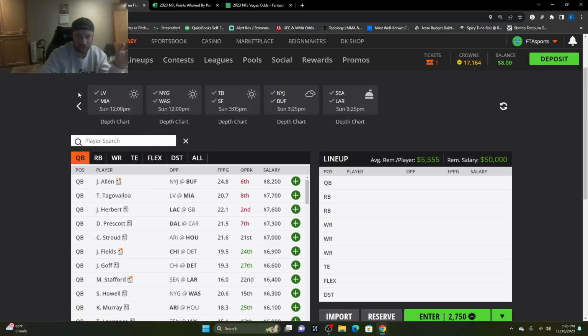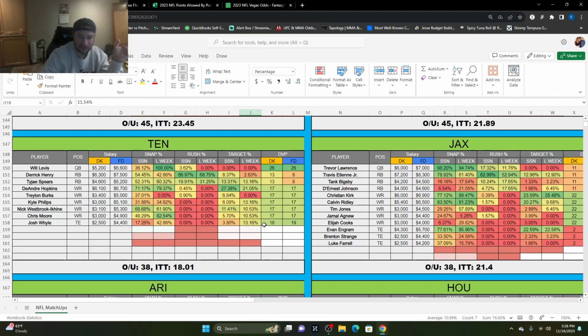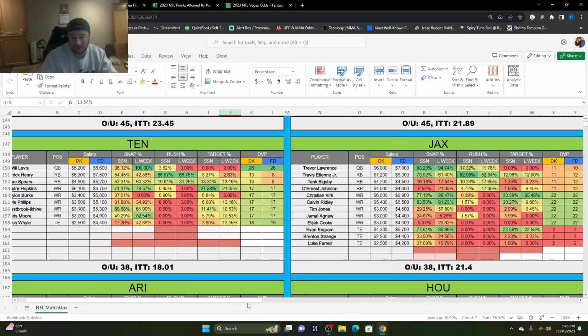Kind of just going through there. So Tennessee at Jacksonville. Tennessee's looked bad. Probably don't want to use much at all. I don't know why they didn't trade Derrick Henry, which they should have. Jacksonville's defense has gotten lit up. Jacksonville's offense hasn't looked the best. They do have a good matchup here. So I'm probably off of Tennessee offense.